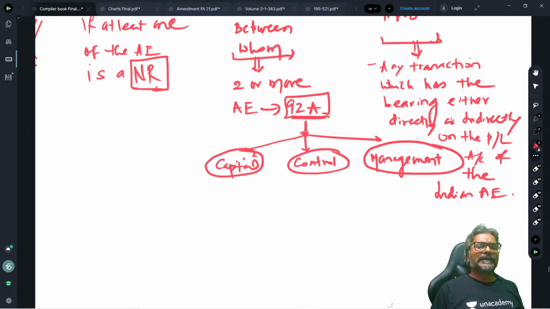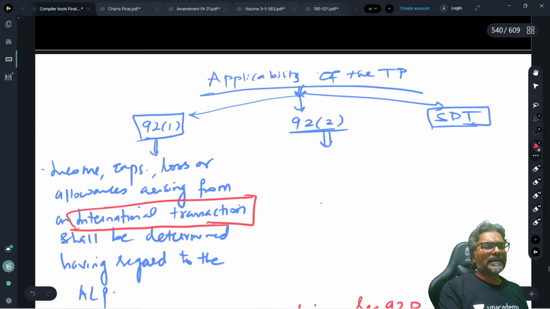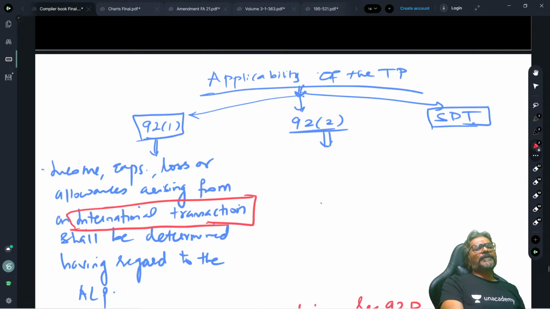Fine. So in that case, this is your 92.1. If there is an international transaction, students, what does the law say? If there is an international transaction, the income, expenditure and the loss arising from an international transaction shall be determined having regard to the arm's length price.